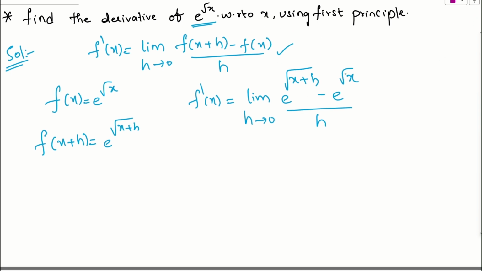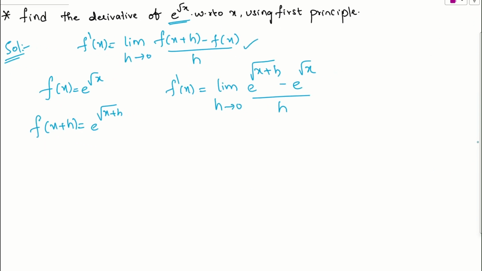So you can think about it. We can't simply substitute h equals 0. If I substitute h equals 0 in your case, let me do it here: e power root x minus e power root x by 0. 0 by 0 is what? Numerator is 0, and denominator is also 0. So 0 by 0 is an indeterminate form, right? This comes under the limits category. So first of all, we need to do it with the help of only the first principle.